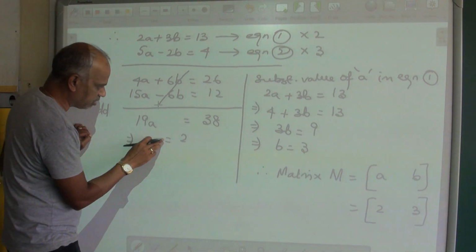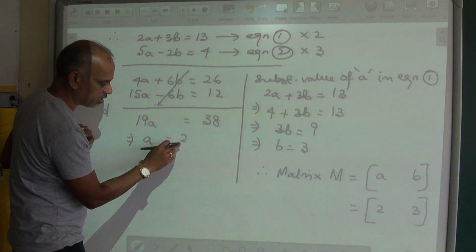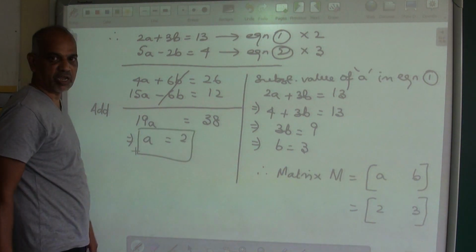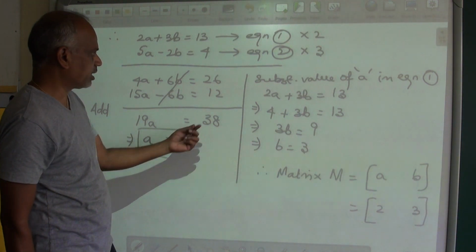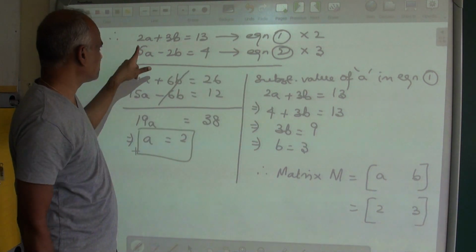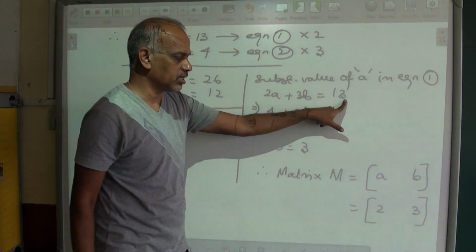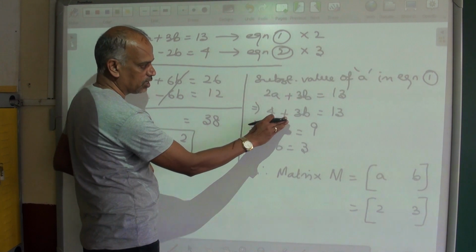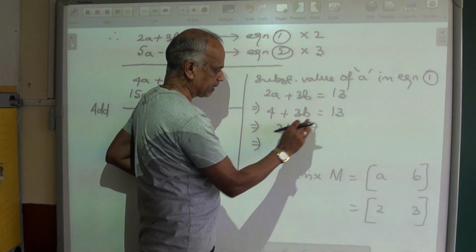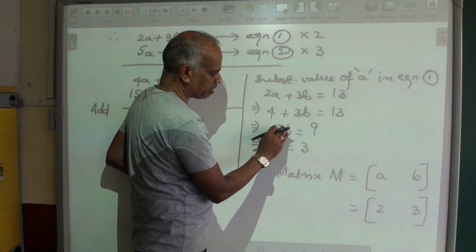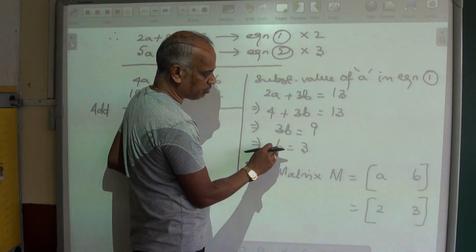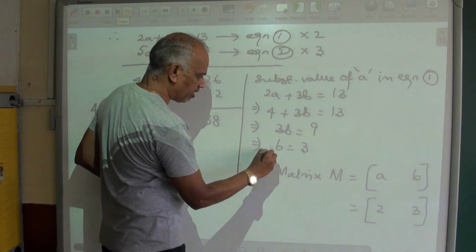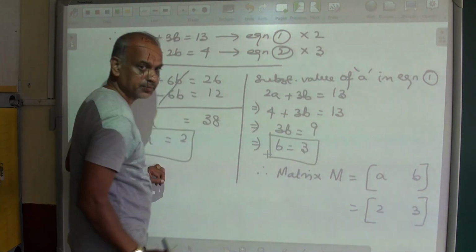So you get A is equal to 38 divided by 19, which is 2. So you got the value of A. You also have to find B. Substitute A in equation 1. Equation 1 is 2A plus 3B is equal to 13. Put A's value. A's value is 2. So 2 into 2 gives you 4, plus 3B is equal to 13. Take the 4 across, that's like 3B is equal to 9. B is equal to 9 divided by 3, that gives you 3. So you know B's value now is 3.